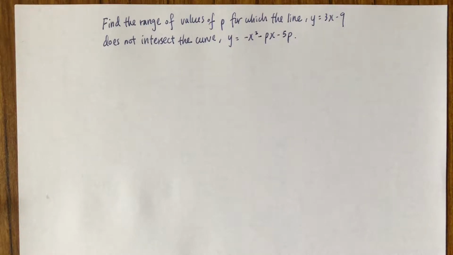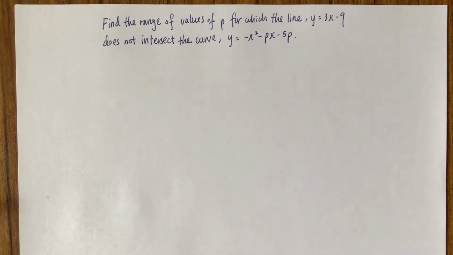Hey there, for today's question, we have: find the range of values of p for which the line y equals 3x minus 9 does not intersect the curve y equals negative x squared minus px minus 5p.